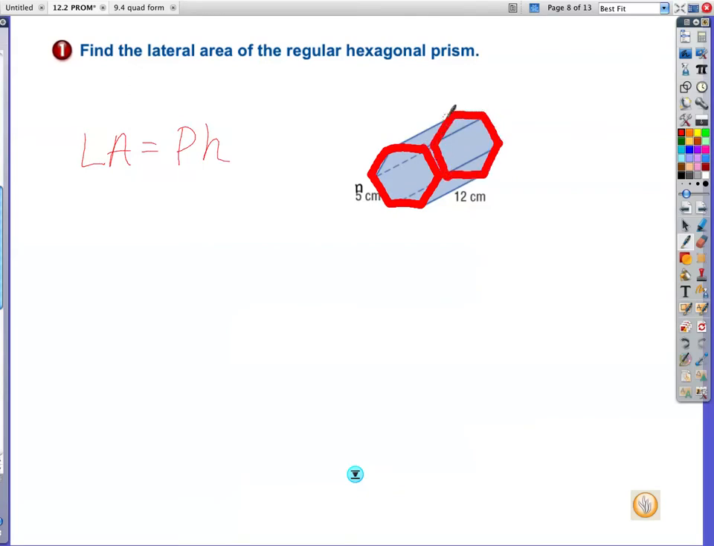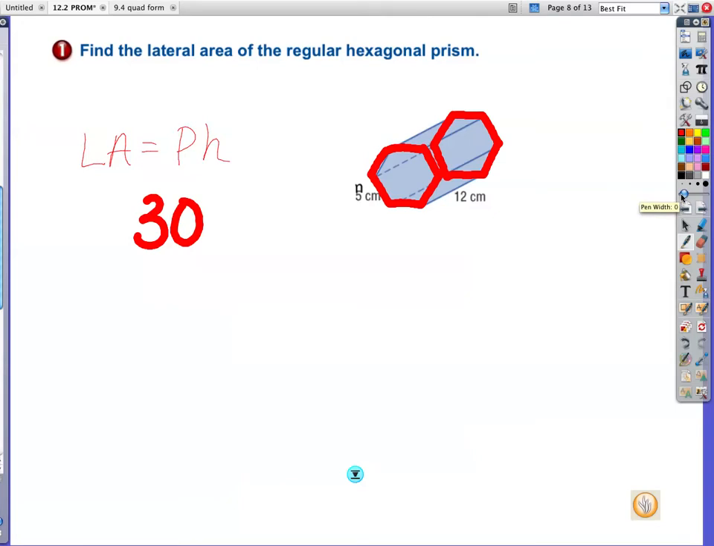So I need to find the perimeter of the base. And I know that looks a little funky. That's supposed to be a 5. So I have 5 for a side length, and I have 6 of those. So the perimeter of the base is 30. I only have to figure out the perimeter of one of the bases. And then I take it times the height.